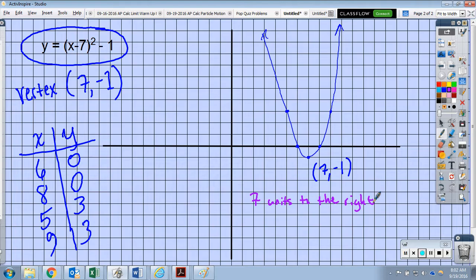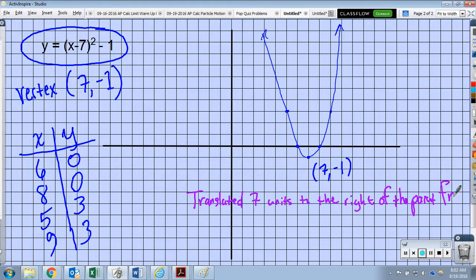So we could say it's been translated 7 units to the right. And again, this is based on the parent function. So this is described, you can say translated 7 units to the right of the parent function. We can say that. The parent function, this word is going to be function. Now remember, I'm abbreviating. I just use F and the underline at the end, just a brief way of writing function.